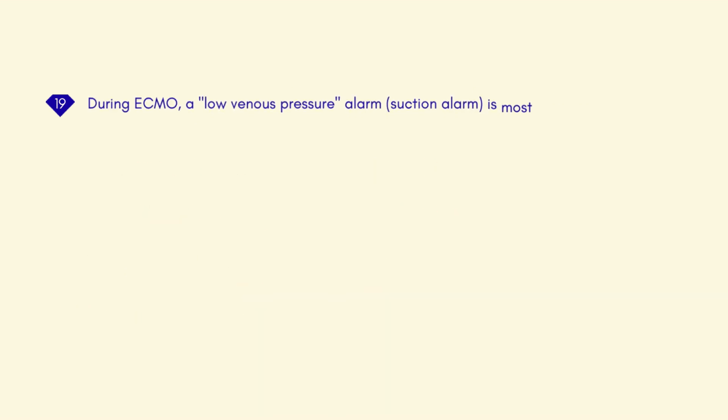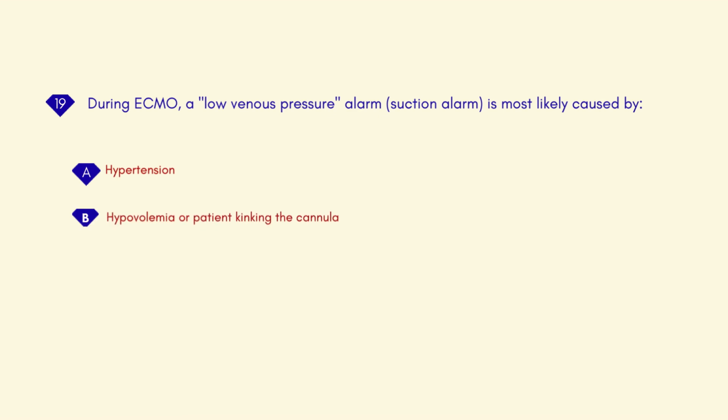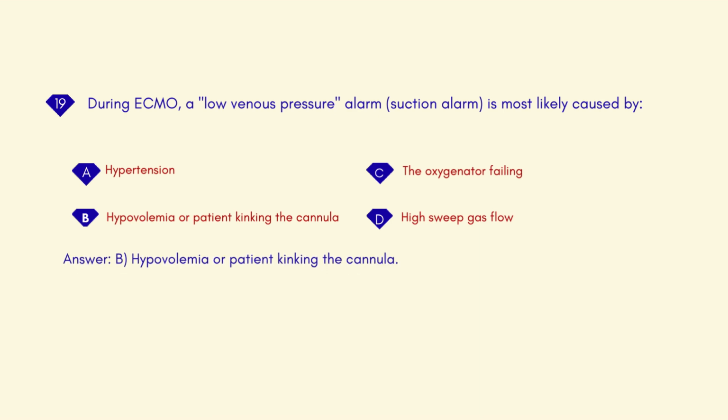During ECMO, a low venous pressure alarm, suction alarm, is most likely caused by A. Hypertension. B. Hypovolemia or patient kinking the cannula. C. The oxygenator failing. D. High sweep gas flow. Answer: B. Hypovolemia or patient kinking the cannula.